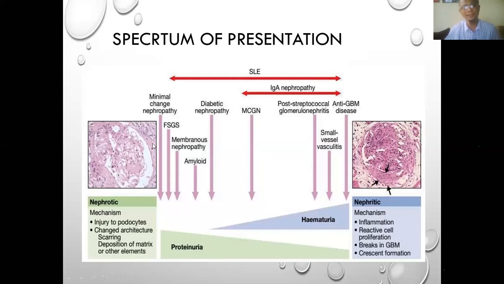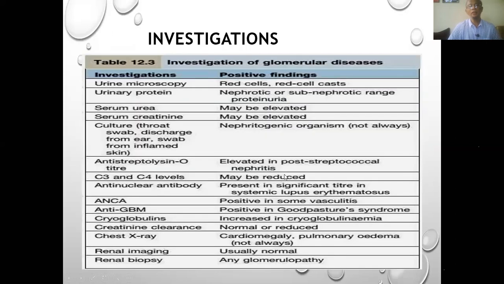So in this condition, you will get much more proteinuria where there is nephrotic syndrome. But when the presentation is a nephritic illness, you will get more hematuria. And in the urine, you will get RBC, RBC cast, granular cast. You will find this presentation. So this spectrum is very important. Now comes the investigation.